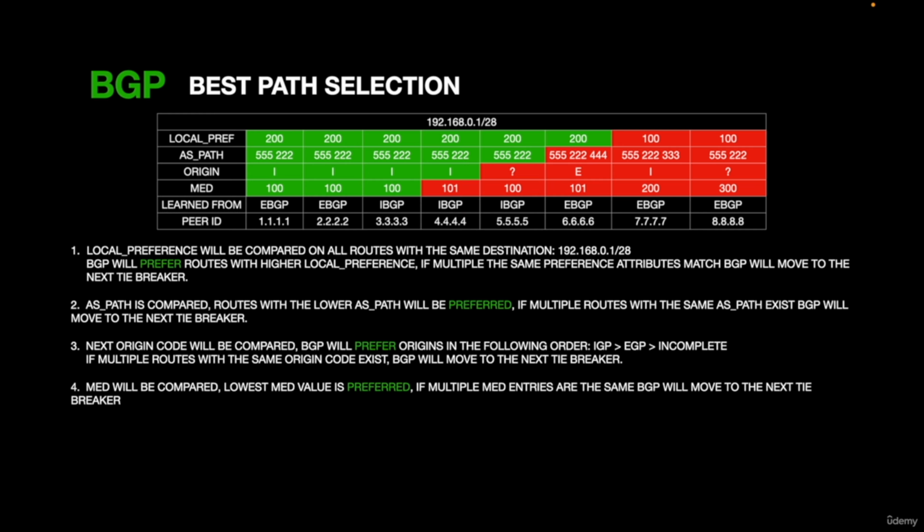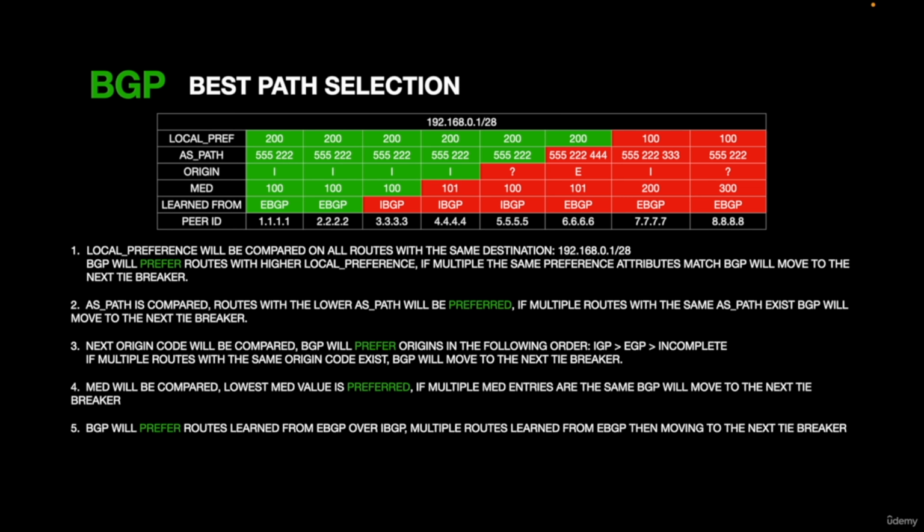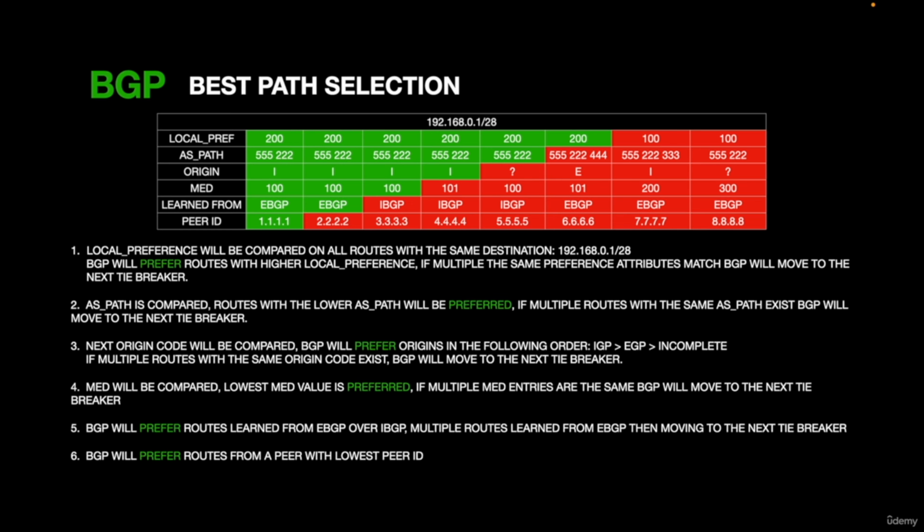Again, if we have multiple routes with the same value, then we'll move to the next tiebreaker, which is from where the route was learned. BGP will prefer the routes learned from eBGP over iBGP. If there are multiple routes learned from eBGP, then BGP will move to the next tiebreaker. The last tiebreaker is that BGP will prefer routes from a peer with the lowest peer ID.